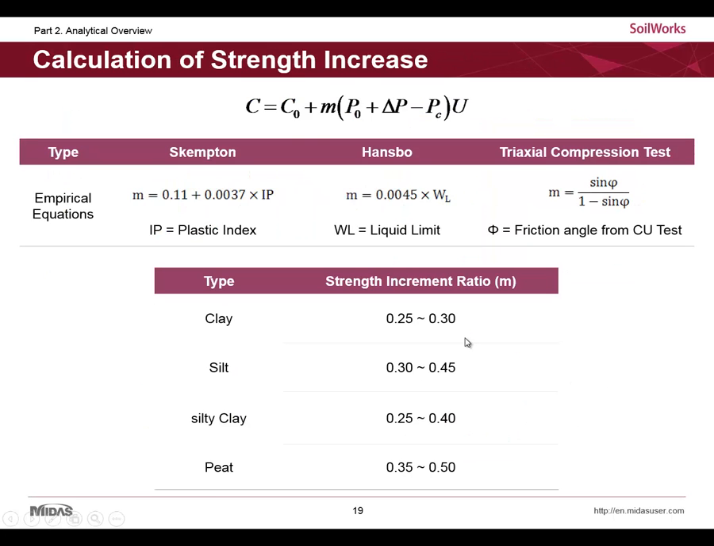The final issue of 1D consolidation analysis is the calculation of increase in strength of soft clay. The strength increase ratio due to the applied loading is given by the following empirical equation. There are simple methods that can estimate it using plasticity index or liquid limit, but the result from a triaxial compression test will be more reliable. If it is hard to take some tests due to the site or work condition, I think you can take one from the following table. It generally ranges from 0.2 to 0.5.